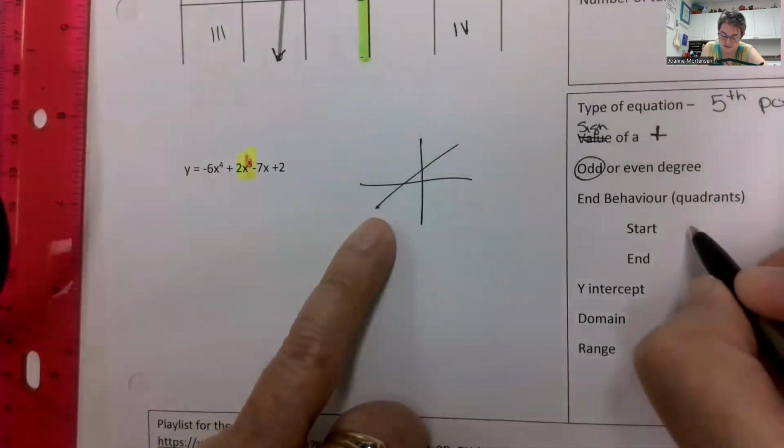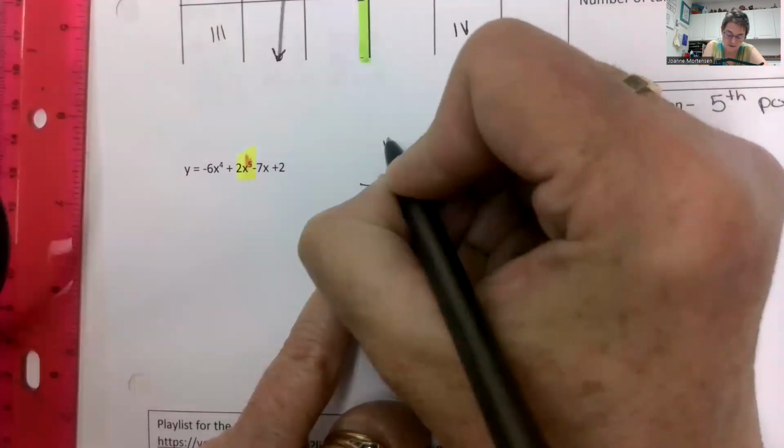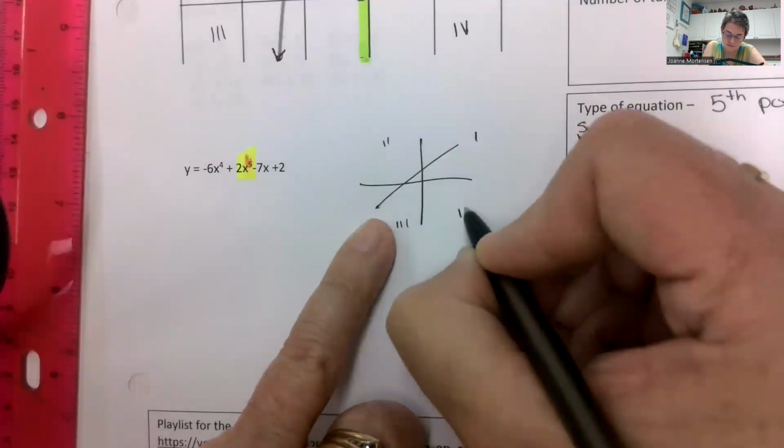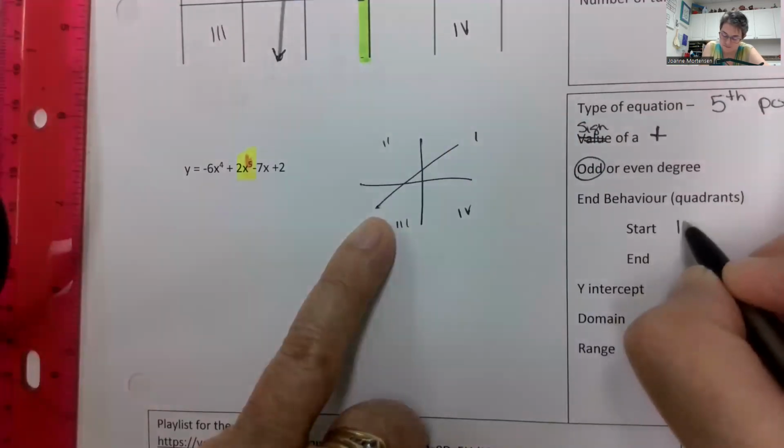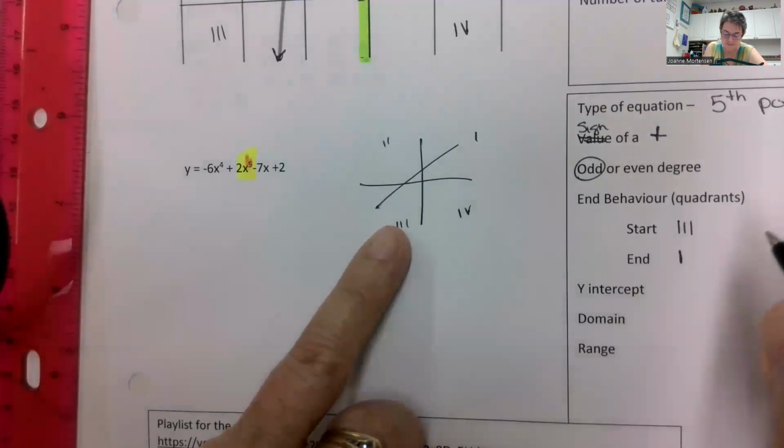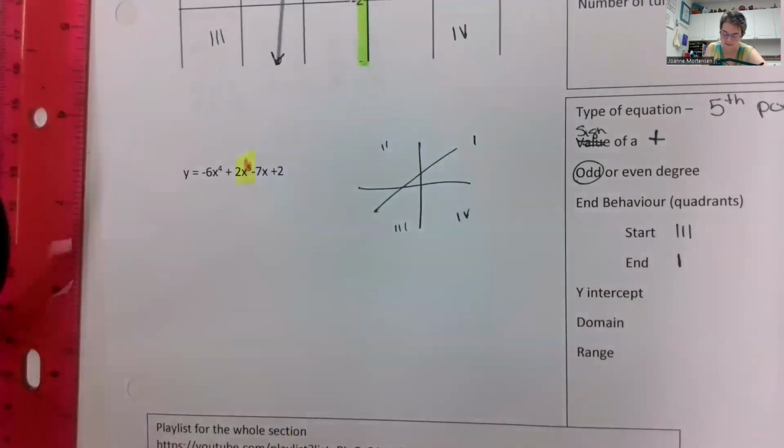So that means it's going to start in quadrant 3, end in quadrant 1. So I guess it'd be a lot like that one. My y-intercept. Where is this? What is this crazy woman asking us to do? There's no picture. How am I supposed to?